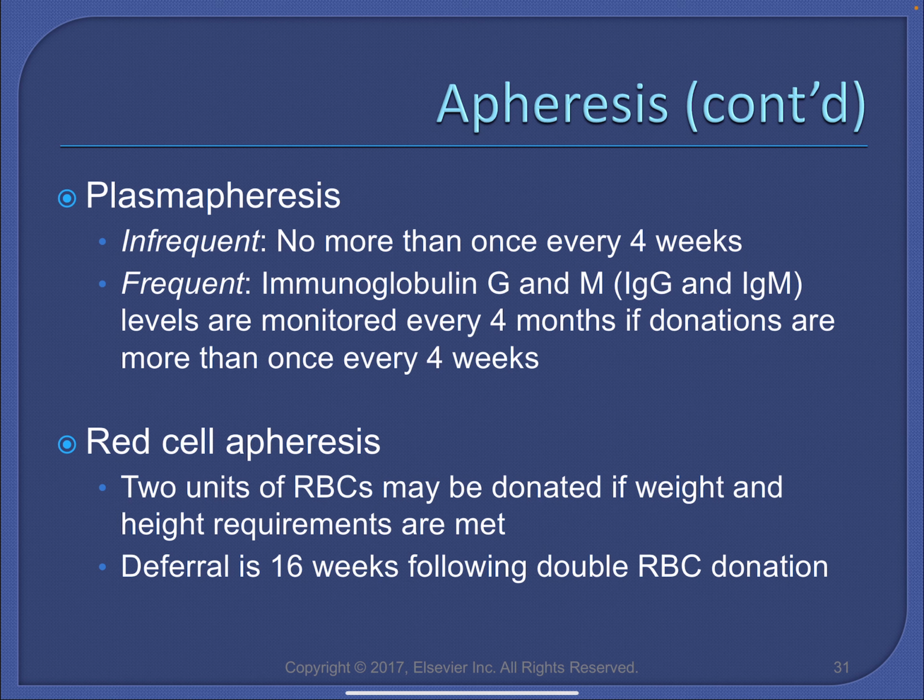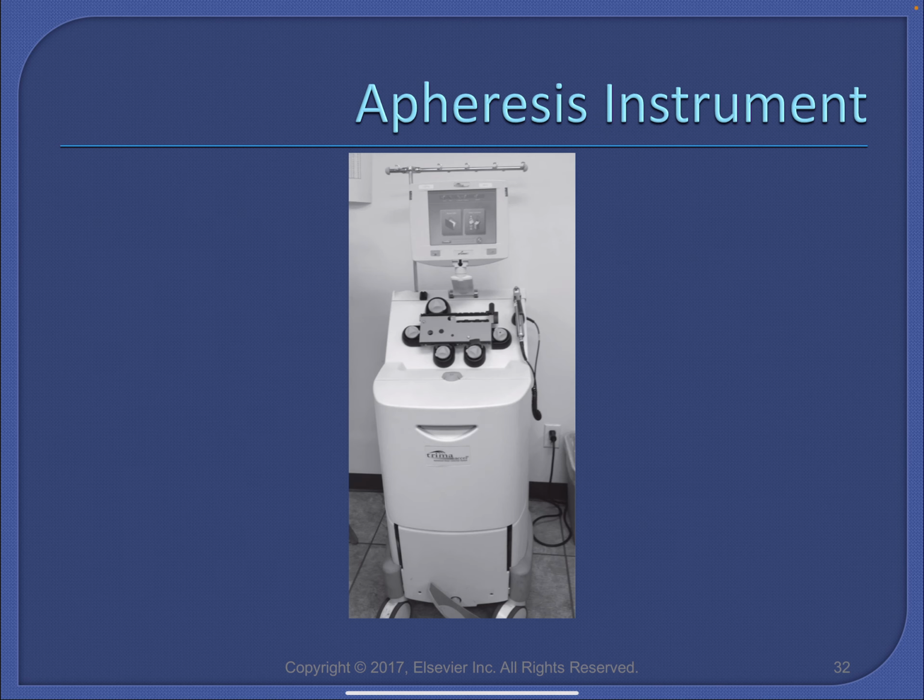So the donor is deferred for 16 weeks after donating a double red donation, okay, which means 2 units of red cells by apheresis. And in this case, saline infusions will minimize volume depletion for these patients. And here is an image of the apheresis machine. Again, using this apheresis machine, the whole blood is removed from a donor or a patient, and the component that is intended to be collected is separated by the mechanical means, and the remainder of the blood is returned back to the individual.